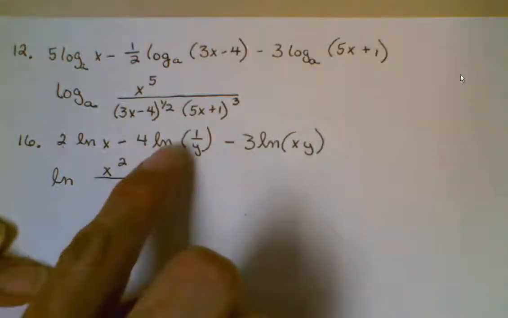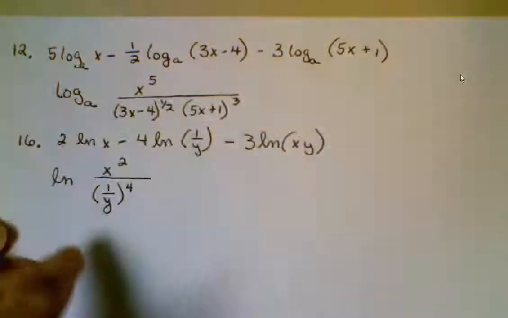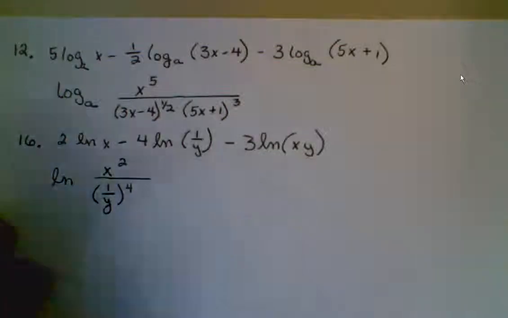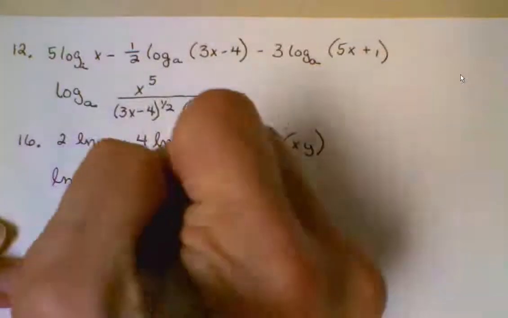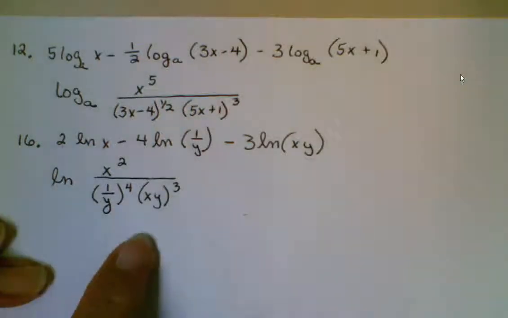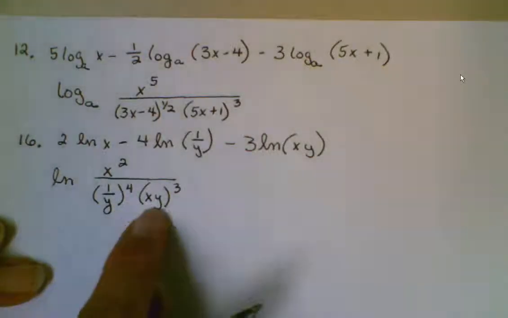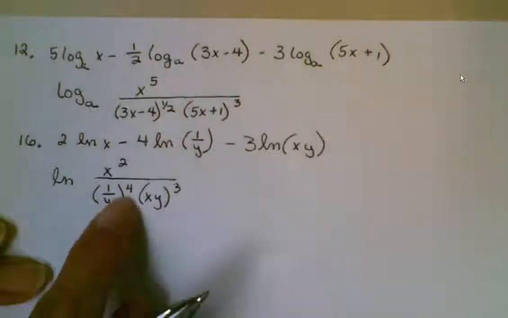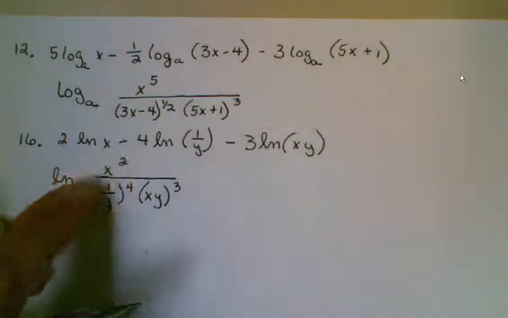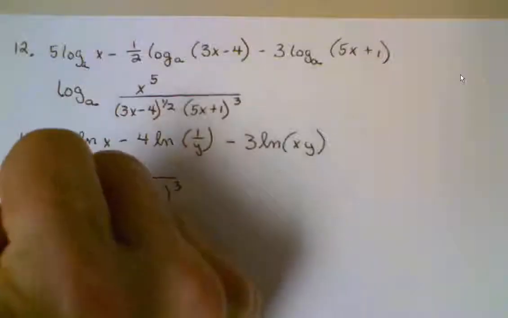I could put the 4 back as the exponent of the 1 minus y, but it goes in the denominator because the coefficient of that term was negative. And I can put the 3 back as the exponent of xy, and it goes in the denominator because that coefficient was negative. Notice at this point, I still have those parentheses, and that is not in simplest form. That's going to require a little bit of cleaning up after I've put the expression back together as a single logarithm. So let's see how I can clean that up.